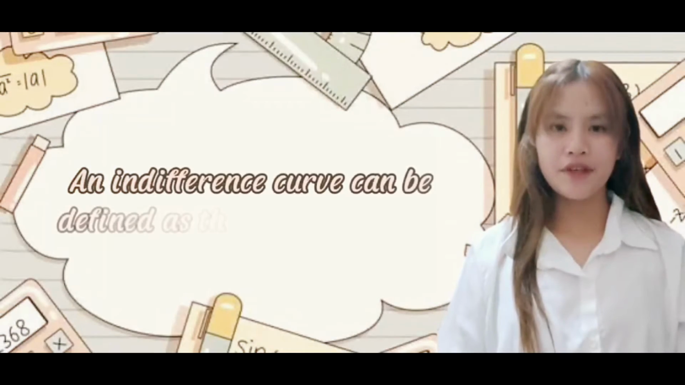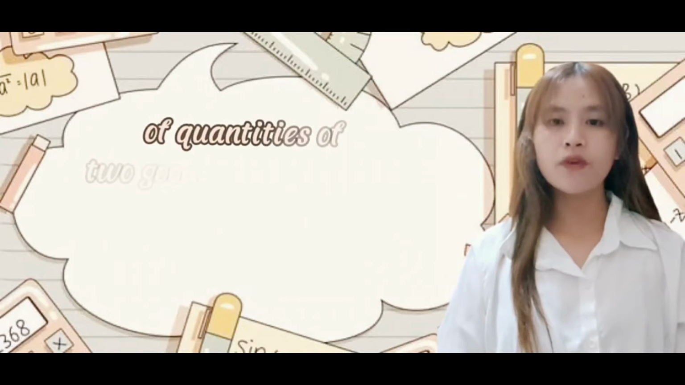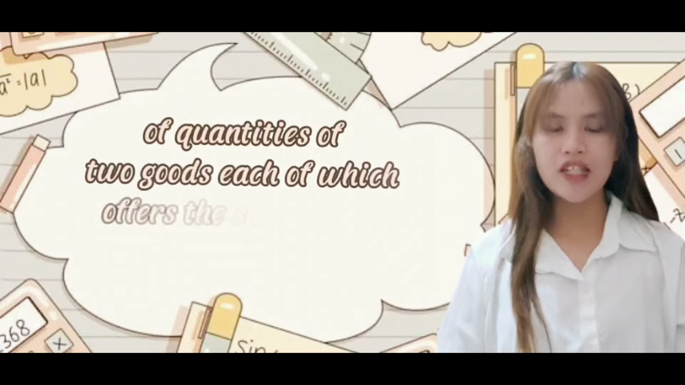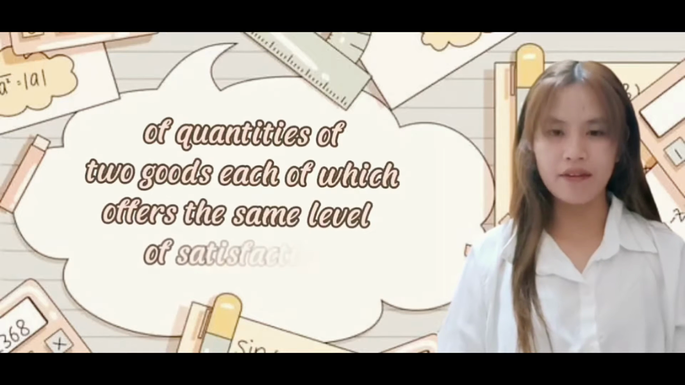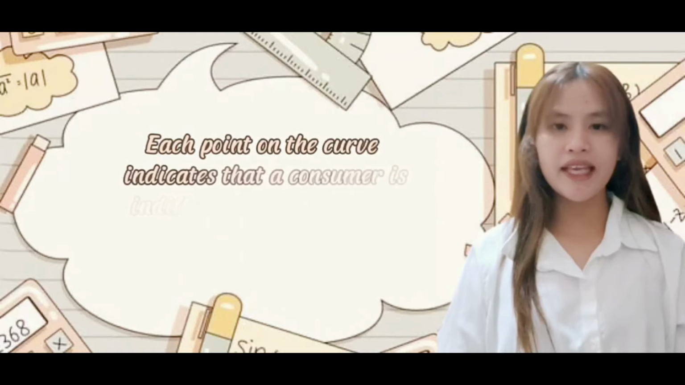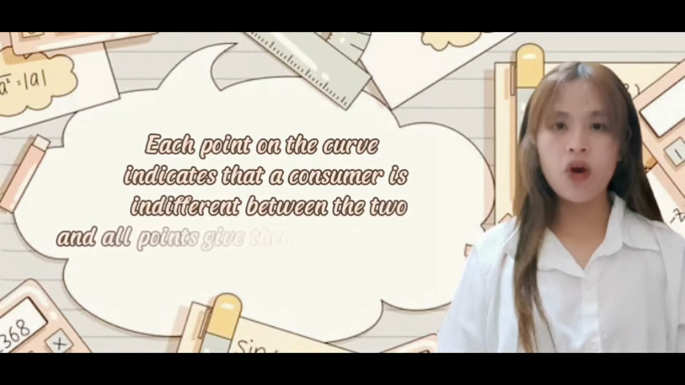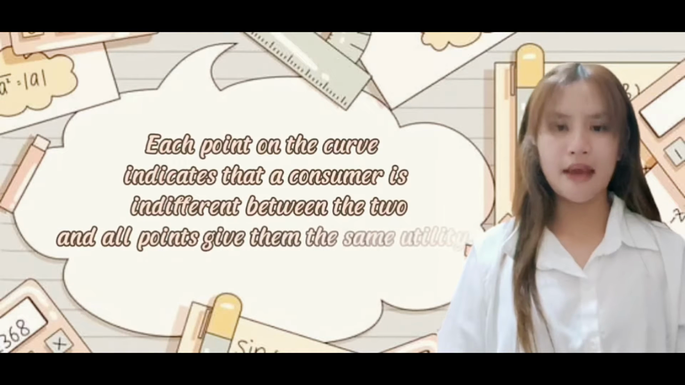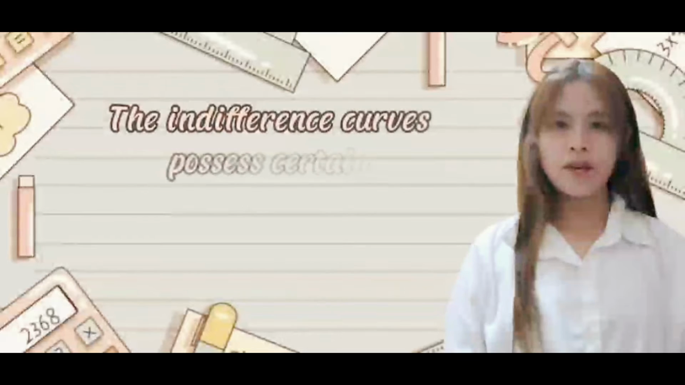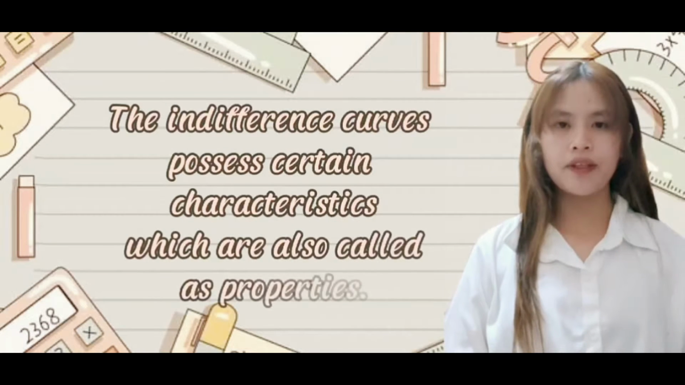An indifference curve can be defined as the locus of various combinations of quantities of two goods, each of which offers the same level of satisfaction. Each point on the curve indicates that a consumer is indifferent between the two, and all points give them the same utility. Indifference curves possess certain characteristics, which are also called properties.